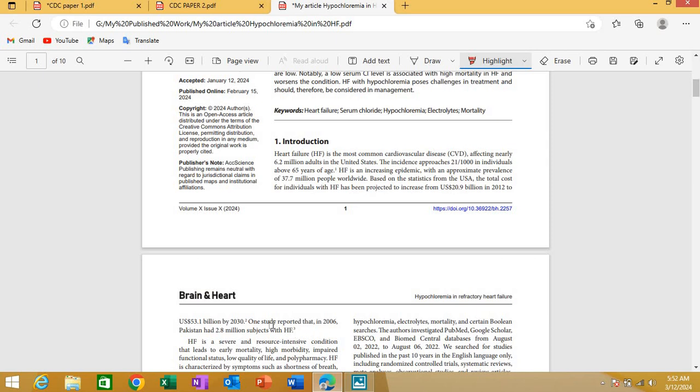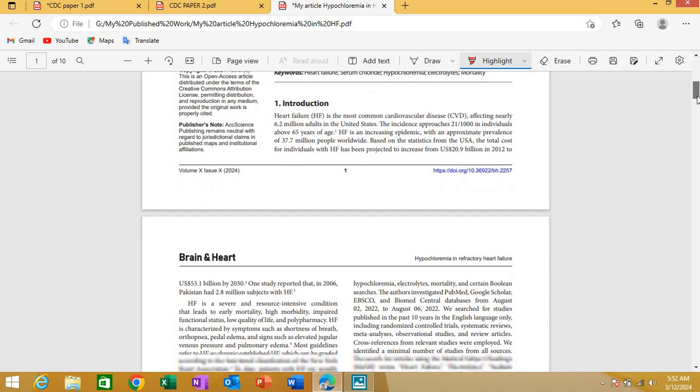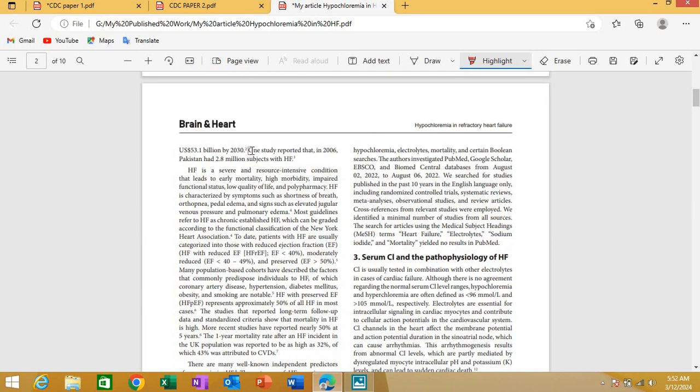So see, I belong to Pakistan, and my interest is Pakistan, obviously, above all. So at the end of this first paragraph, I have written about Pakistan, that one study reported, back in 2006, 2.8 million subjects with heart failure. That was 20 years back, so it would be nearly double by now because the population has doubled since then.